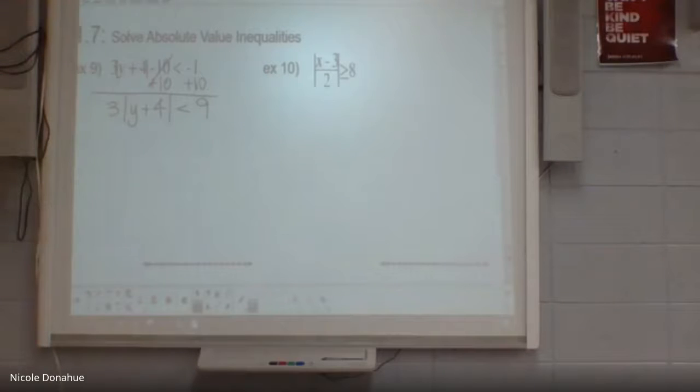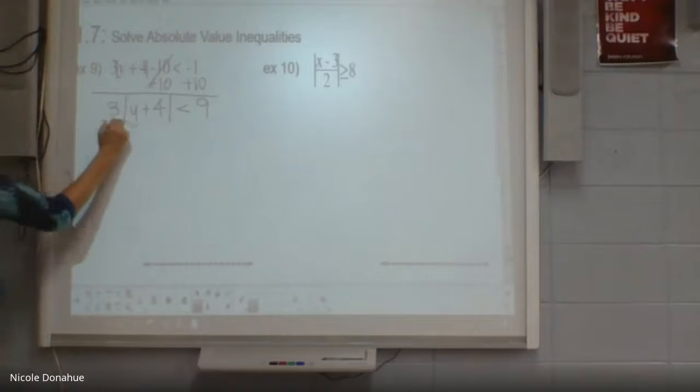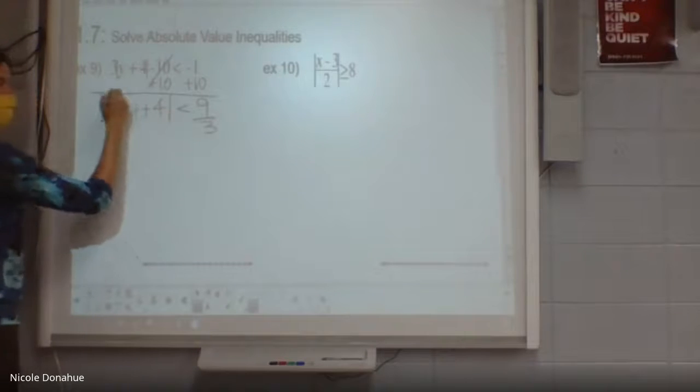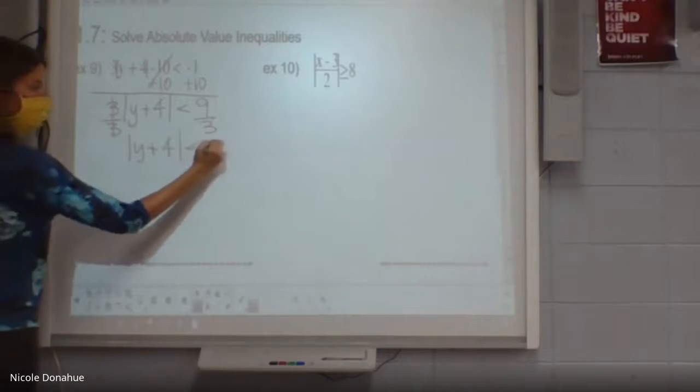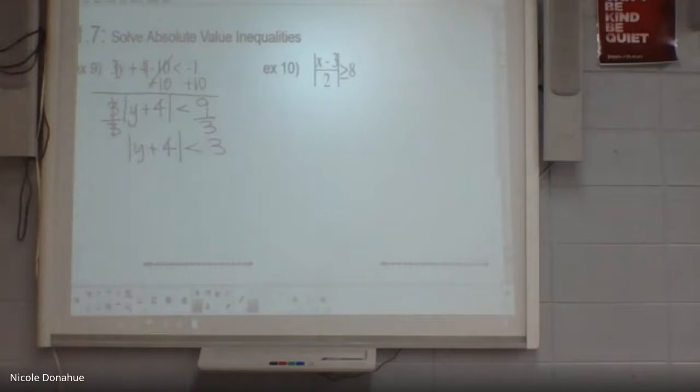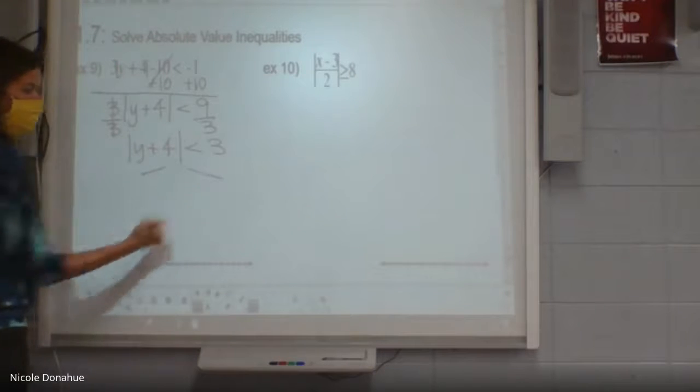But then remember, with absolute value, there's different rules. I don't distribute here. I'm going to divide by 3. Now I'm ready to set up my 2 equations. So once the absolute value is isolated, I have to wait to that point to set up my 2 equations. Again, do not distribute with absolute value. It'll cause issues.